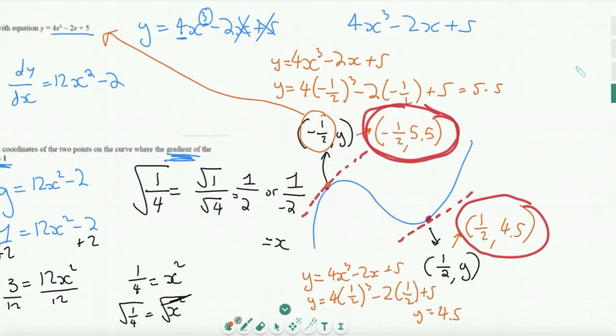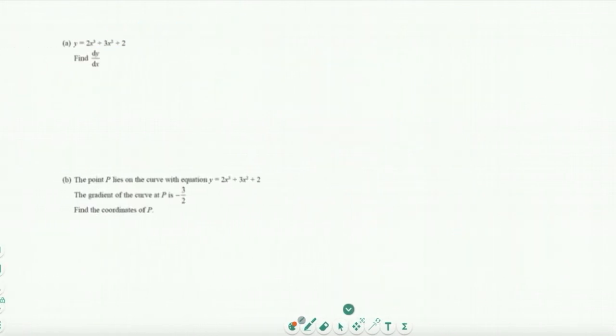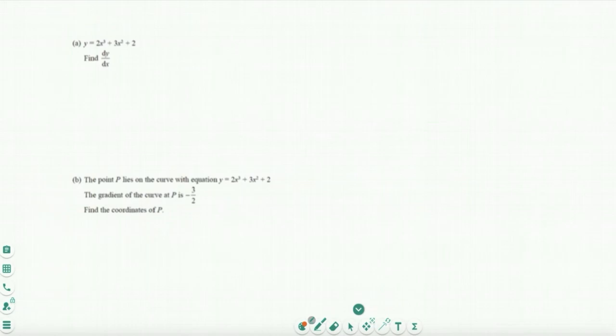And if you want to practice, you can try this question over here. I'll make it a bit clearer so you can see. So it's y equals 2x cubed plus 3x squared, sorry, plus 2. And that's the exact same thing. 2x cubed plus 3x squared plus 2.